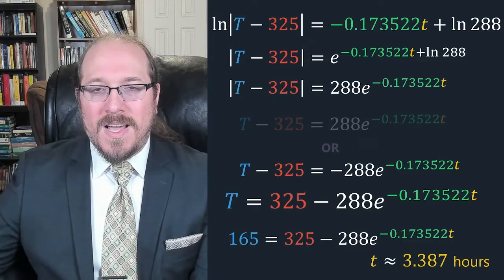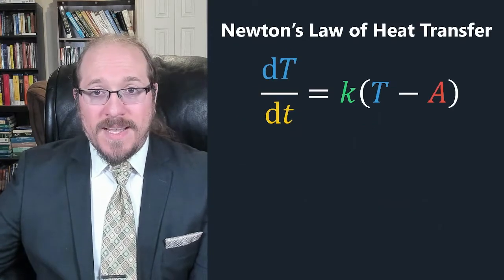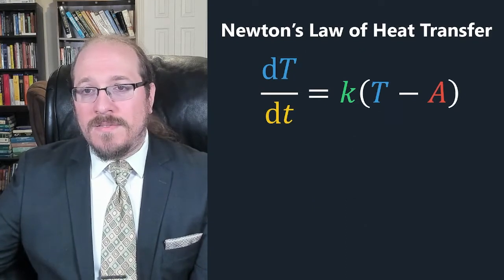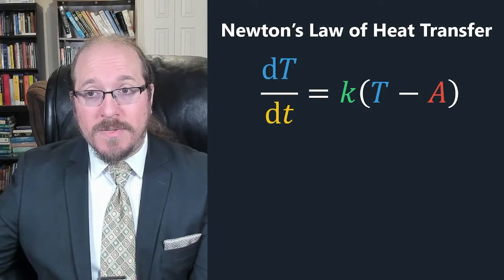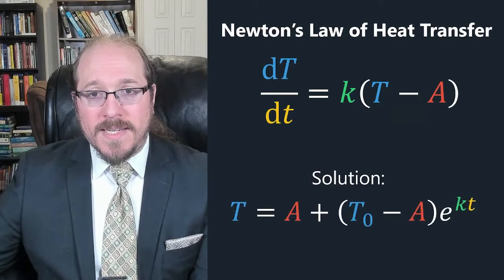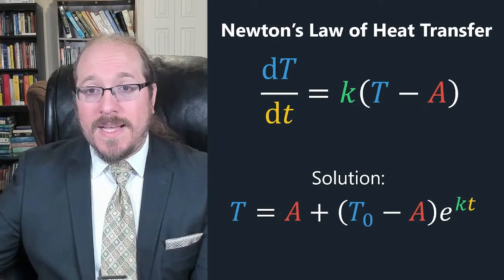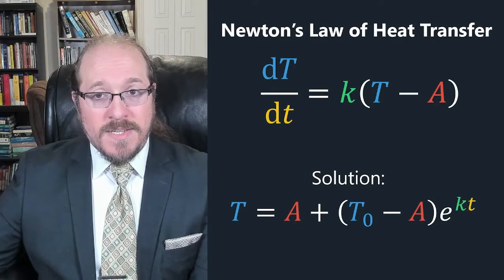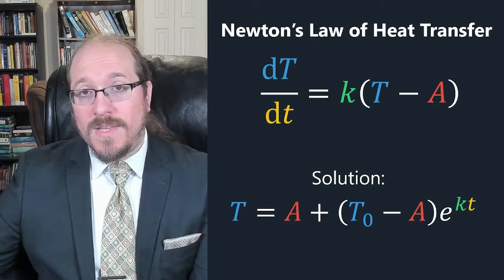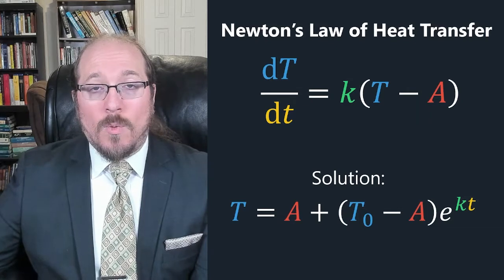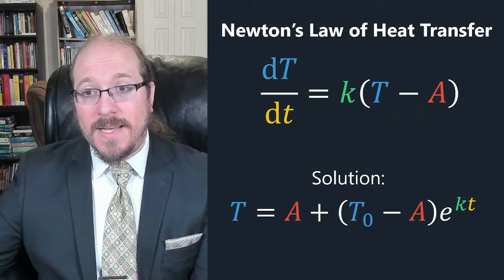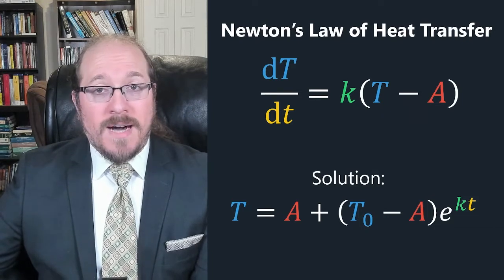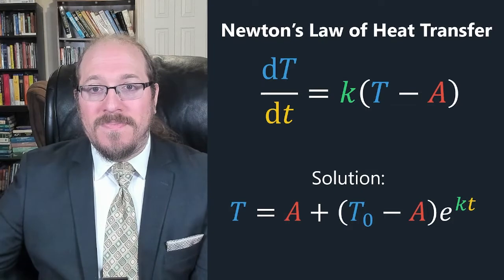By the way, if we'd done this in general, instead of sticking to our turkey situation, we'd actually end up with the following solution in general to Newton's law of heat transfer. The temperature of an object in an environment at any given time is equal to the ambient temperature plus the temperature difference, object initial temperature minus ambient temperature, times e to the kt, where k is the constant of proportionality between temperature change rate and temperature difference. This works whether the object is heating up or cooling down.